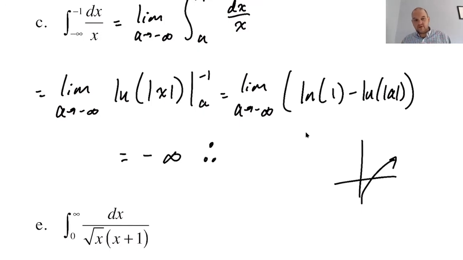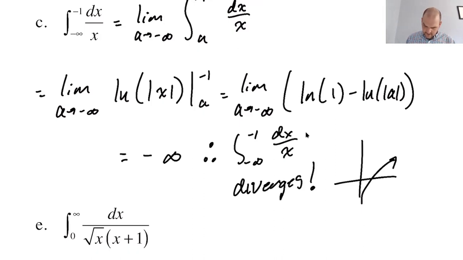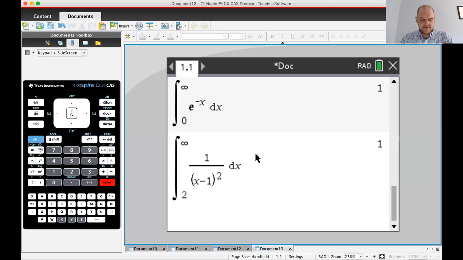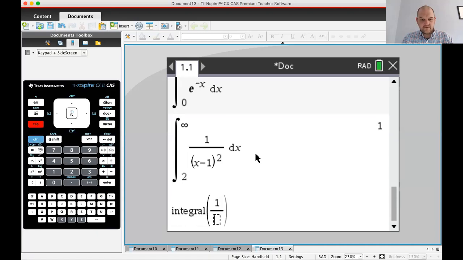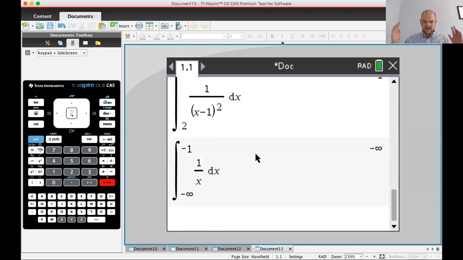We didn't get a finite number, so we're going to say, therefore, the integral from negative infinity to -1 of dx over x diverges. And I'll put an exclamation point because I'm kind of excited about that. Let's check this one. Then let's see if we can get the iPad back. That was a harrowing experience last time. Integral of 1 over x, x is the variable, negative infinity to -1. Negative infinity, we got it. So diverges is what we say, right? Because we didn't get a finite number, so diverges.